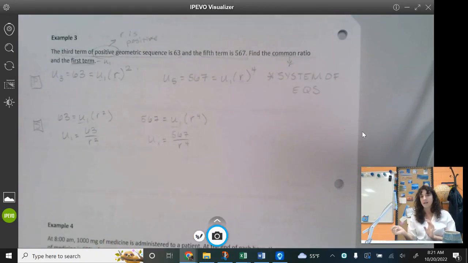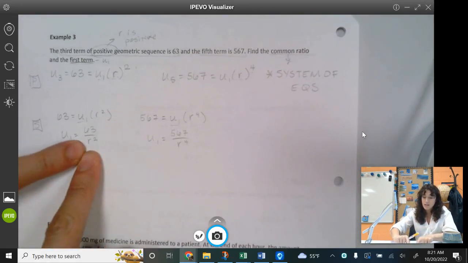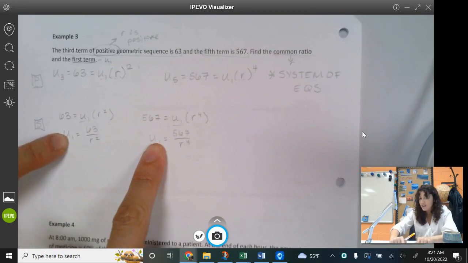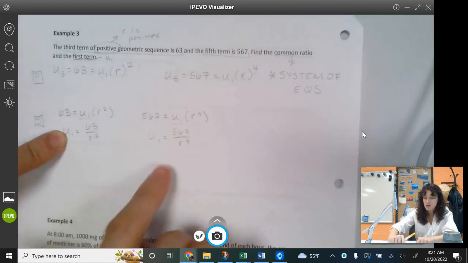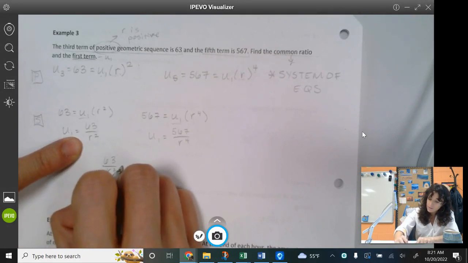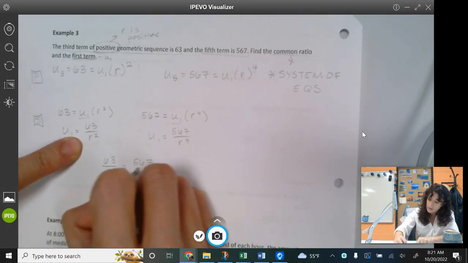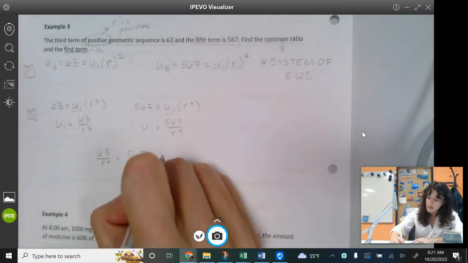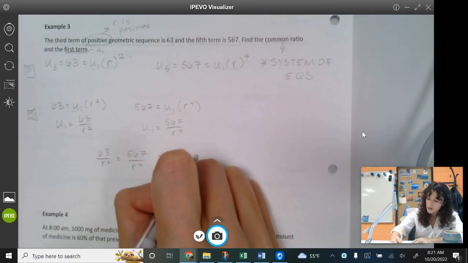And I did the same thing with this guy. So if it's super easy to isolate for u sub 1, which it always will be for these types of problems, then now I've just said, okay, u sub 1 is this, and u sub 1 is that. And if u sub 1 is the same number, which it is, right, the first term of this same geometric sequence, then these two must be equal to each other. And from here, that's the only thing I have to do by hand. From here, I can do numerical solve.